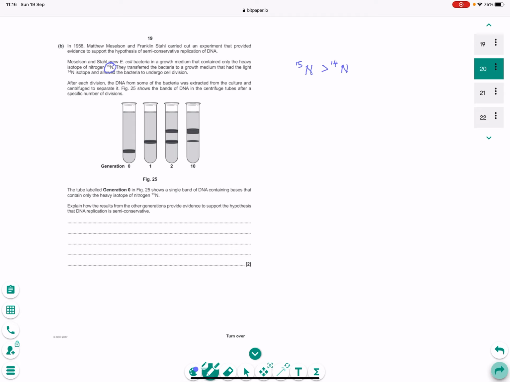They transferred the bacteria to a growth medium that had the light isotope. I thought this is the normal one, actually, and this is the heavier one. I don't know which predominates. I think it's this one. It's not a chemistry lesson. And allowed bacteria to undergo cell division. After each division, the DNA from some of the bacteria was extracted from the culture and centrifuged to separate it. Figure 2.25 shows the bands of DNA in the centrifuge tubes after a specific number of divisions.